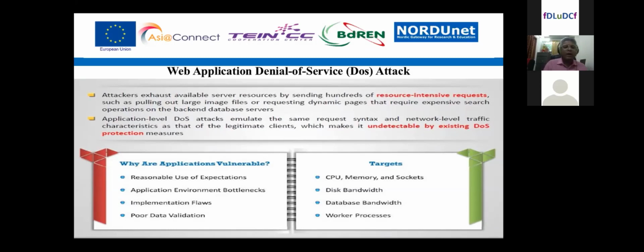So why can the attackers do the DDoS attack? Because of what actual application vulnerability? Why can they do it? They can do it because of poor data validation. If you have poor data validation, the attacker can easily do the DDoS. If you have implementation flaws, the attacker can do it. And if you have application environment bottlenecks, the attacker can also do it. These are the things that let the attacker make a DDoS attack on your network, so that the client cannot use your system.